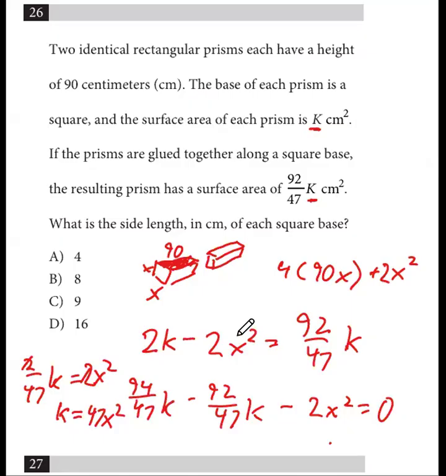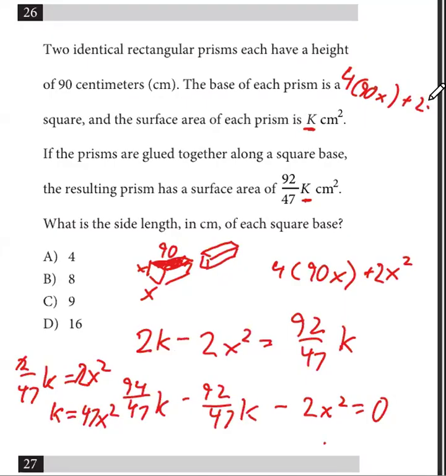So we can substitute this in for here. So we get 4 times 90x plus 2x squared is equal to 47x squared. We can then multiply this out and subtract 2x squared from both sides. So that gets us 45x squared is equal to 360x. Then we bring both to the right side.